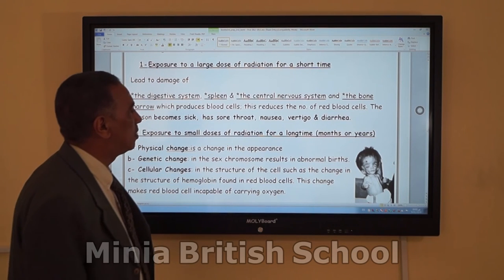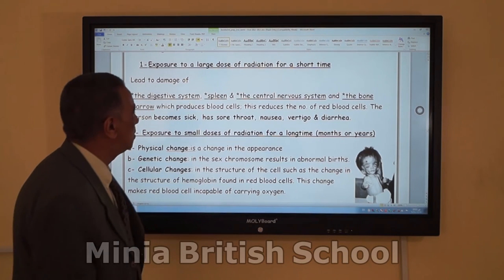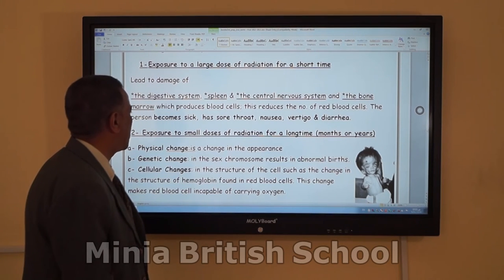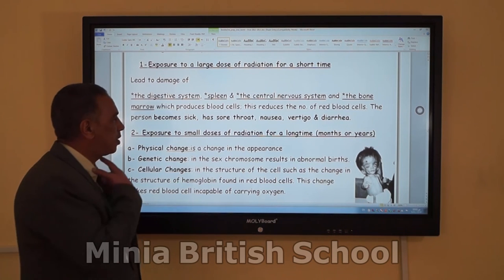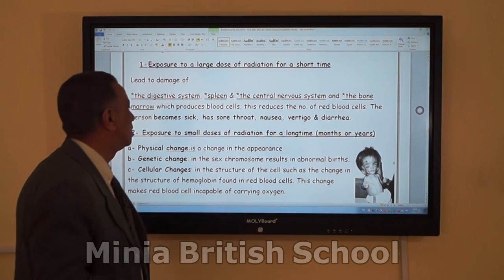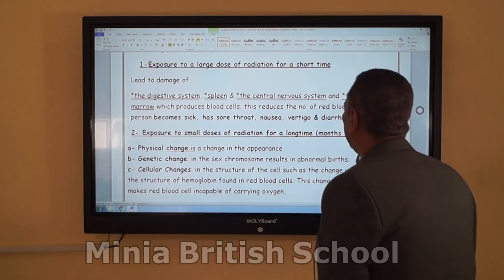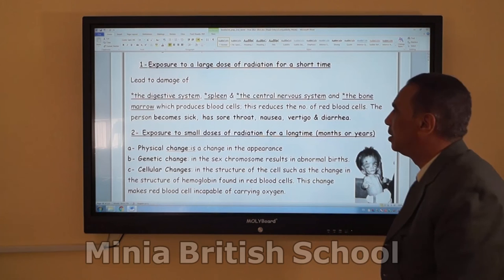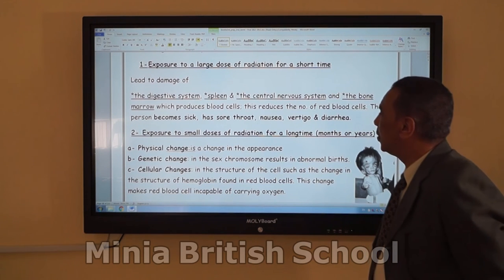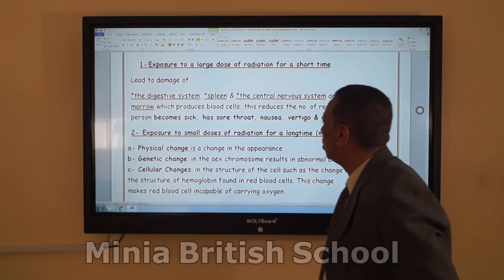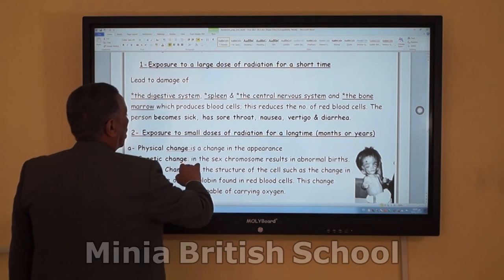This reduces the number of the red blood cells. The person that is infected by this disease becomes sick, has a sore throat, nausea, fatigue and diarrhea. Many diseases will be caused if this person is exposed to large doses through a short time.